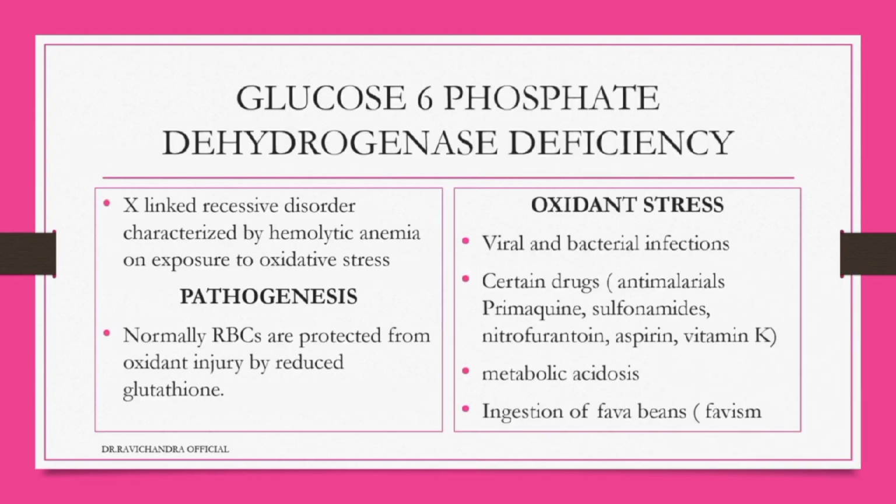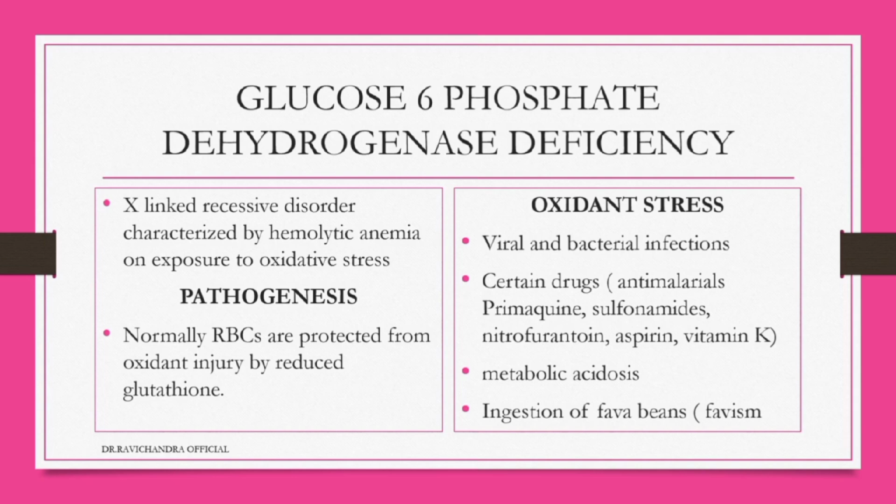Glucose 6-phosphate dehydrogenase deficiency. This is an X-linked recessive disorder. Hereditary spherocytosis is an autosomal dominant disorder, whereas glucose 6-phosphate dehydrogenase deficiency is an X-linked recessive disorder, and it is characterized by hemolytic anemia on exposure to oxidative stress. Pathogenesis. Normal red blood cells are protected from oxidant injury with the help of reduced glutathione.